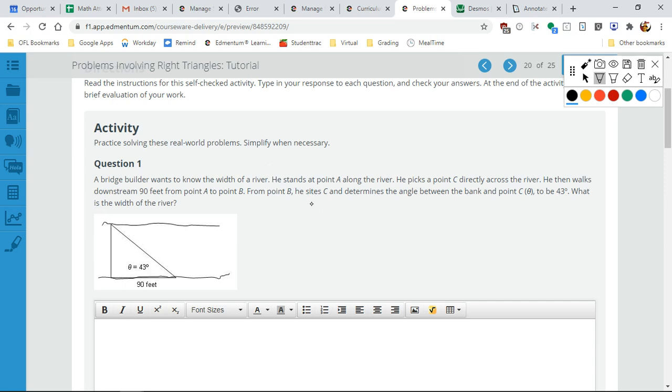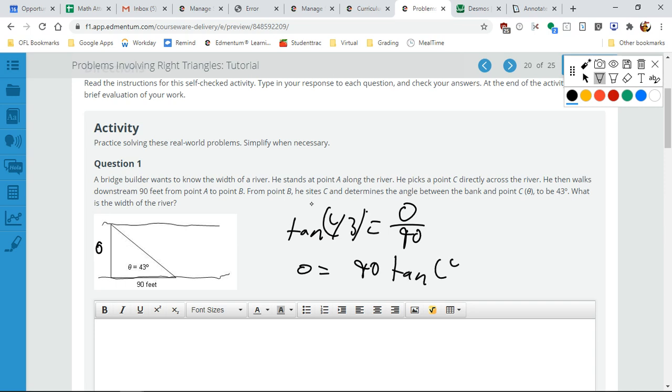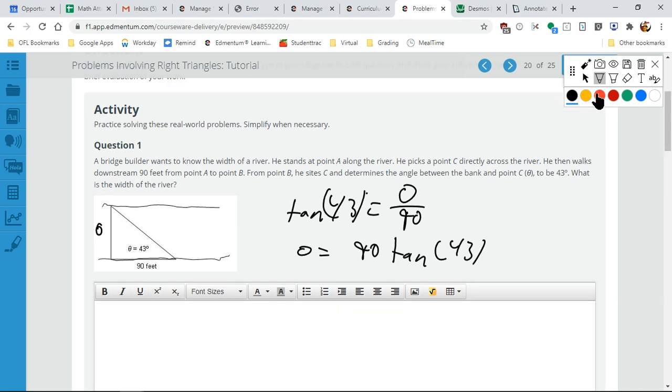So what's happening here is we are going to figure out our opposite using our adjacent. So we're using tangent of 43 degrees. We do not know what our opposite is, so we're going to leave that as an O. And we know that our adjacent is this 90 feet. So the opposite is equal to 90 times tangent of 43. Is that making sense?